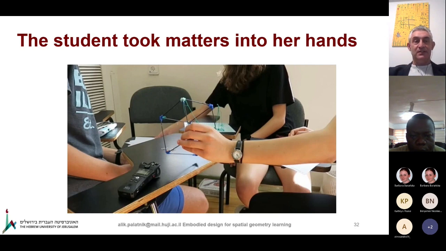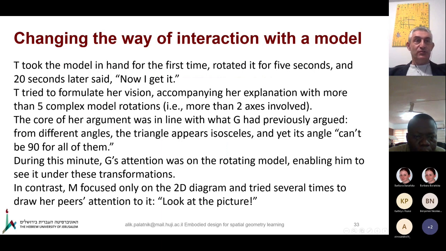Then the second girl, finally, after 7 minutes of work, took the model into her hand and started to rotate it. She rotated for 5 seconds, and then she said, now I get it. But she is not yet getting that this is an equilateral triangle. She's just getting the argument of the boy. So she tried to formulate her vision, and the core of her argument was in line with what was said: from different angles the triangle appears isosceles, and yet its angle cannot be. But during this minute of work, the boy's attention was on the rotating model, enabling him to see it under these transformations, under these rotations.